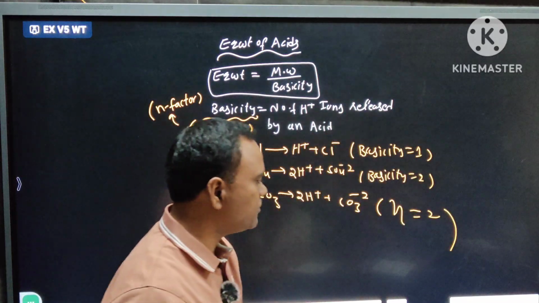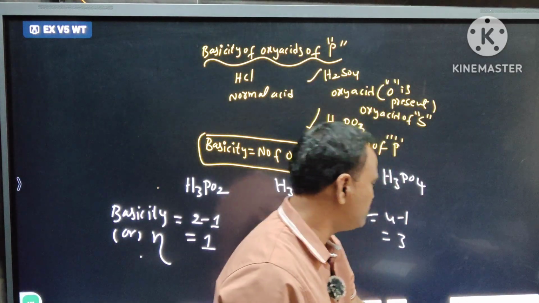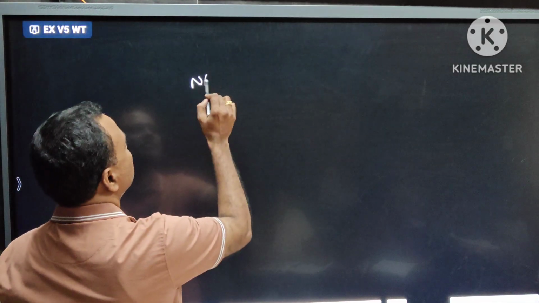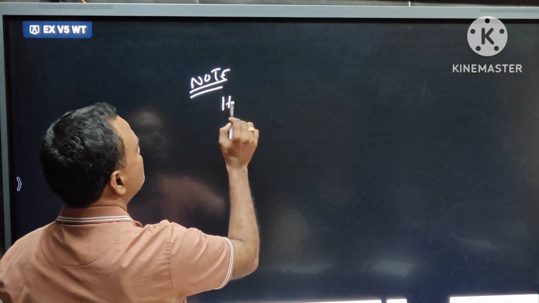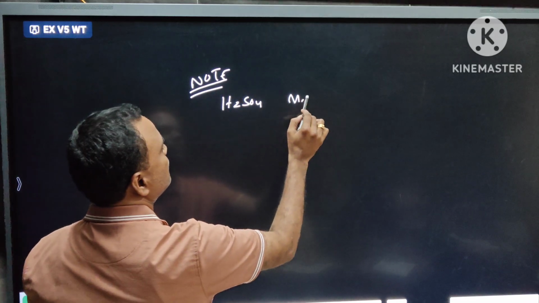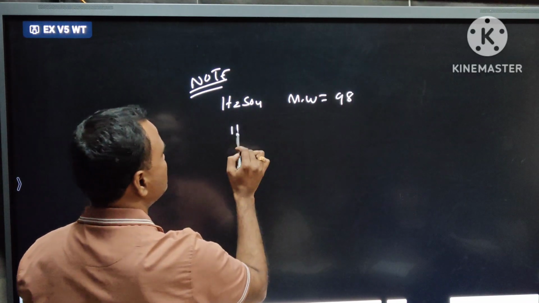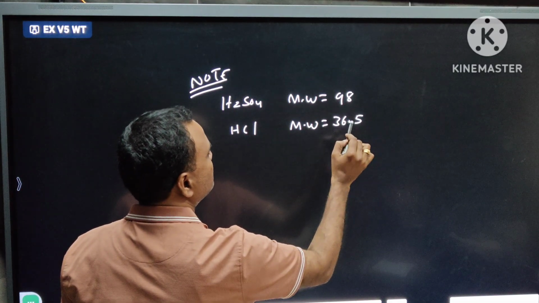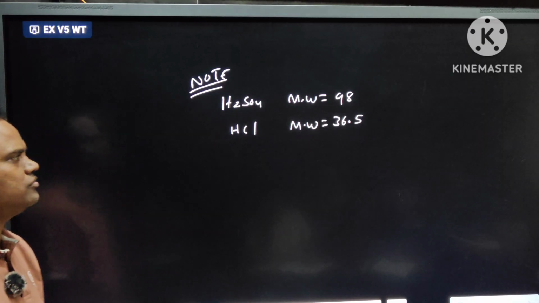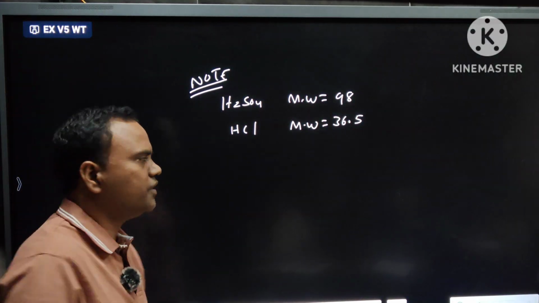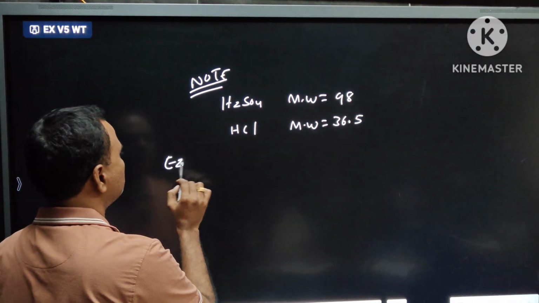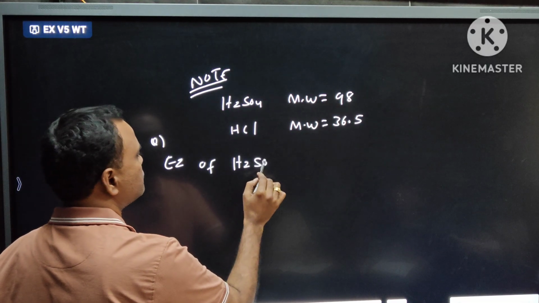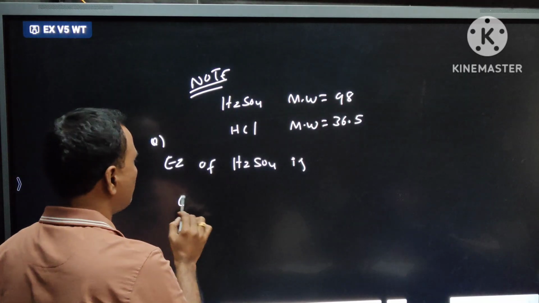You know molecular weights of some important acids? Don't know, right? One important compound, sulfuric acid. Note on molecular weight. H2SO4 molecular weight is equal to 98. HCl molecular weight is 36.5. Note down these two. At least these two. But you have to learn molecular weights by heart. Let us do one question. Equivalent weight of H2SO4 is very simple. Tell me, what is the formula of equivalent weight?